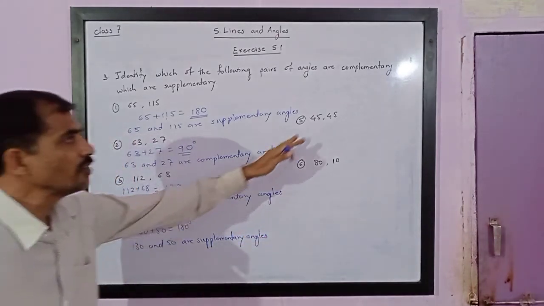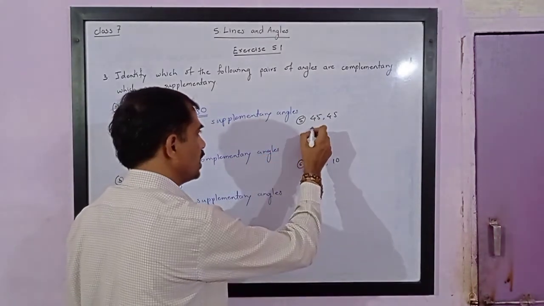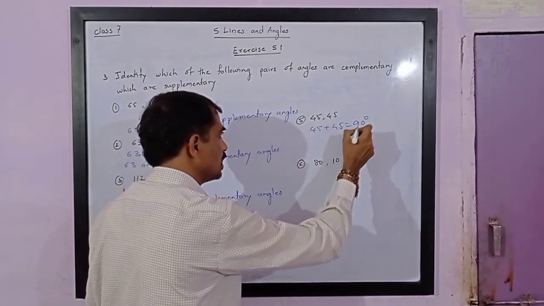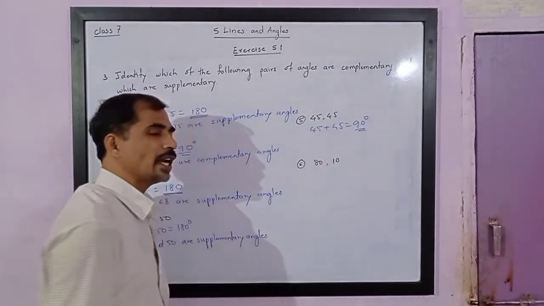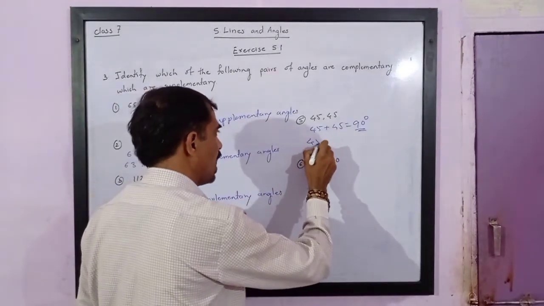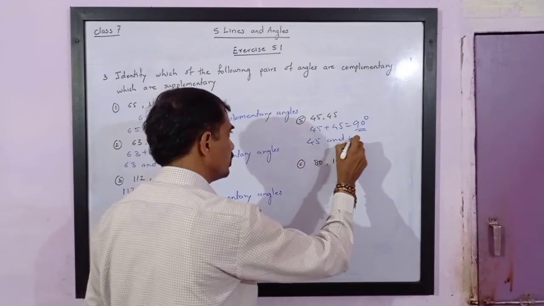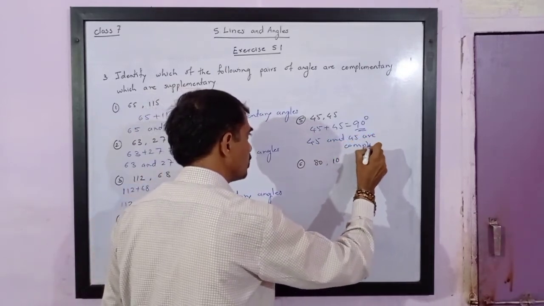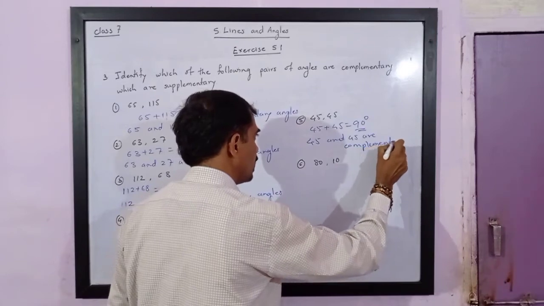Next question is 45 and 45. Let us check, I do their addition. 45 plus 45 is equal to 90 degrees. So the sum of the two angles is 90 degrees. It means these angles are complementary angles. So 45 and 45 are complementary angles.